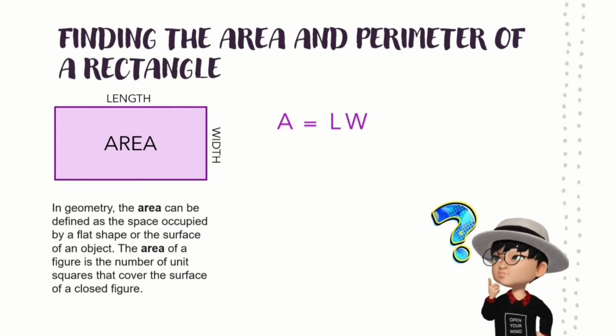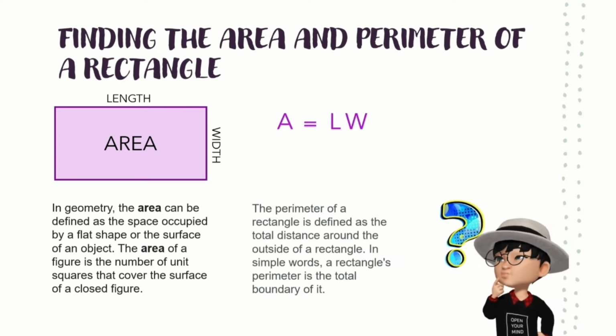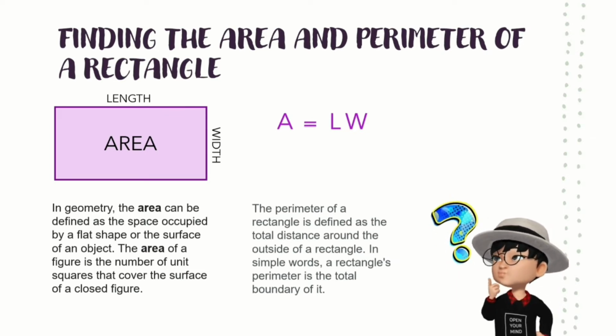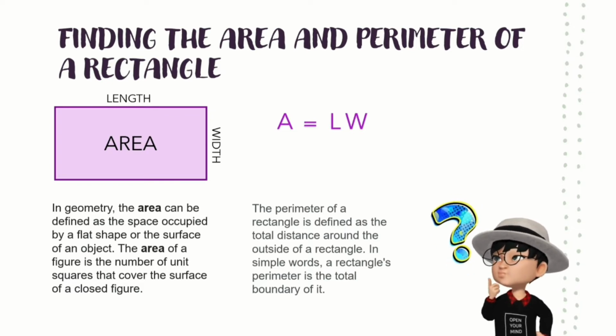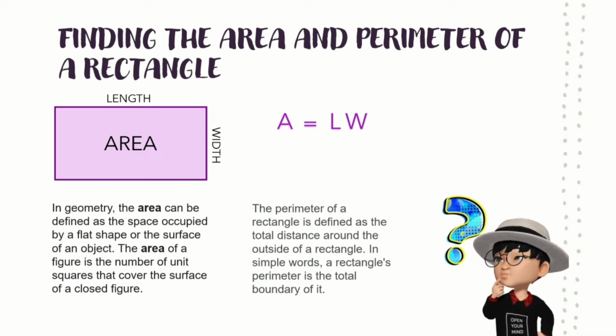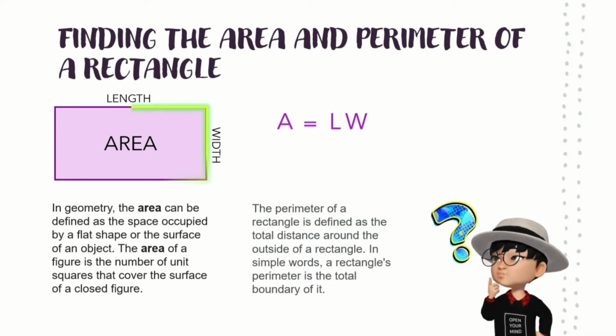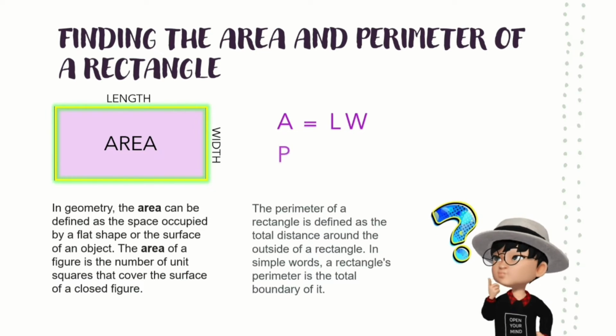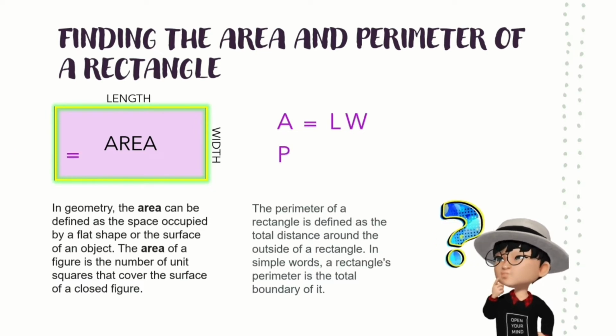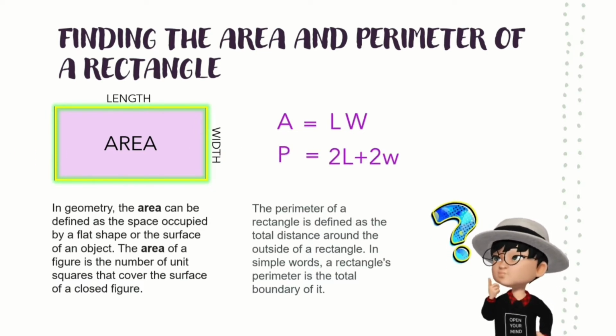To find the area of a rectangle, that is simply A, or area, is equal to length multiplied by its width. Also, the perimeter of a rectangle is defined as the total distance around the outside of a rectangle. In simple words, a rectangle's perimeter is its total boundary. To find the perimeter of a rectangle, that is simply P is equal to twice the length plus twice the width.